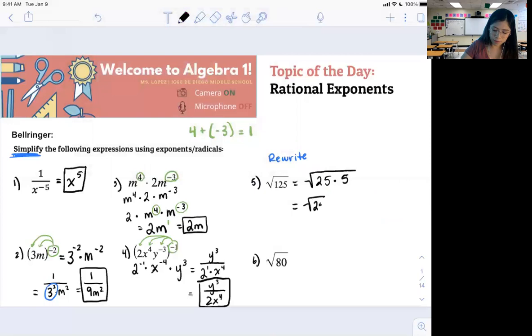So this is the square root of 25 times the square root of 5. And what is the square root of 25? 5. Wait, 5. No. Yeah, my bad, I'm sorry. So we get 5 times the square root of 5. 5 root 5.